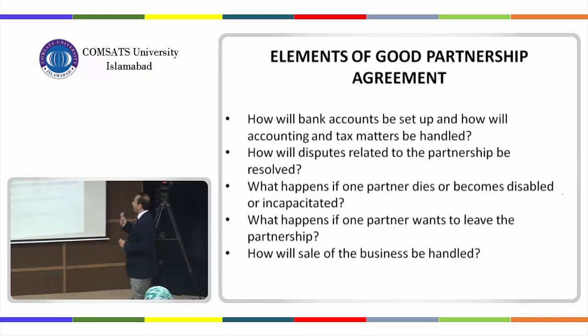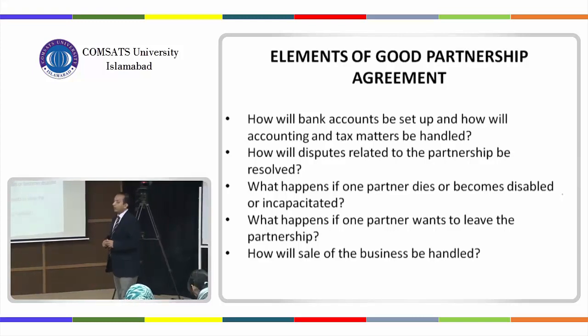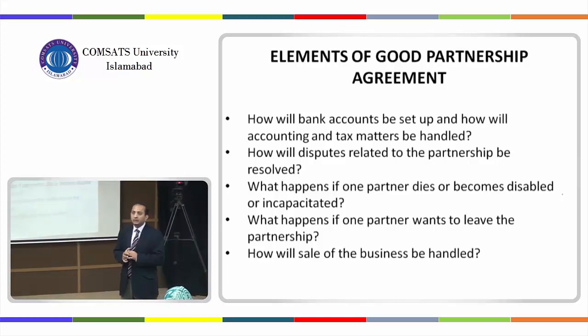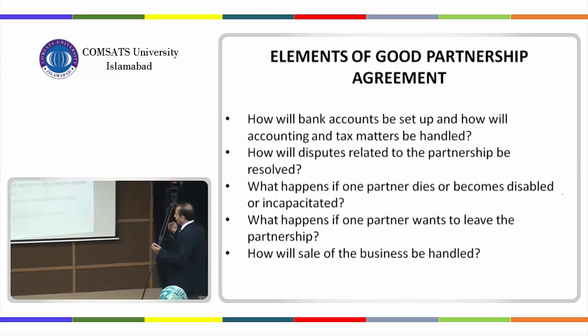What happens if one partner dies or becomes incapacitated? That also needs to be defined. Would he be replaced by someone else, or would his next of kin become the partner? And all these things you mention in the deed.